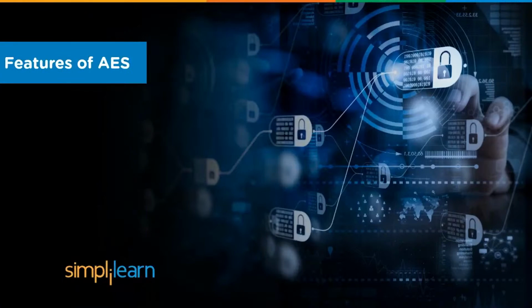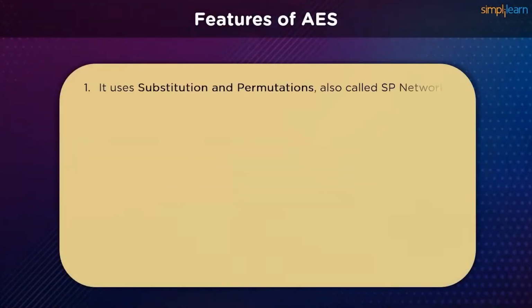Now that we understand the origin of AES, let us have a look at the features that make the AES encryption algorithm unique. The AES algorithm uses a substitution permutation, or SP, network. It consists of multiple rounds to produce a ciphertext. It has a series of linked operations, including replacing inputs with specific outputs, that is substitutions, and others that involve bit shuffling, which is permutations.